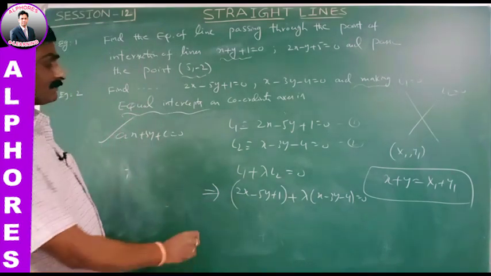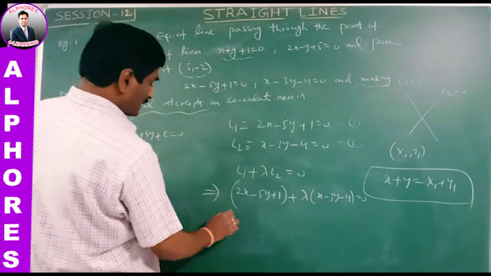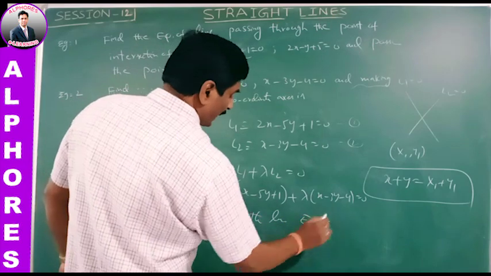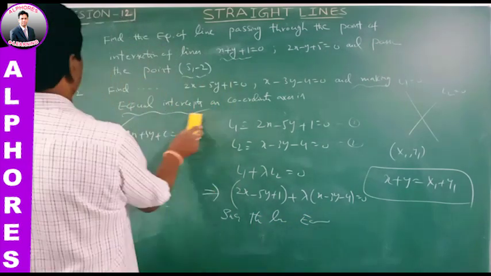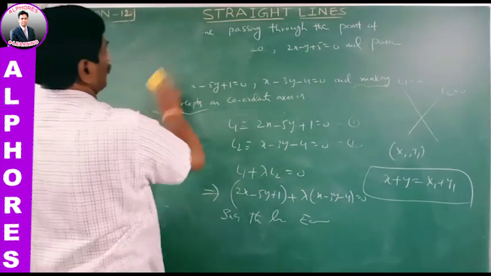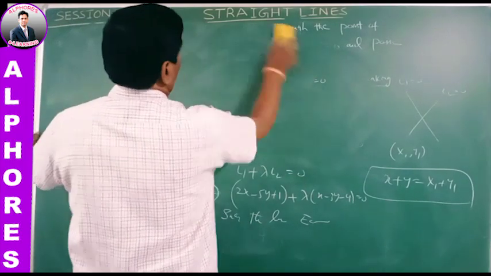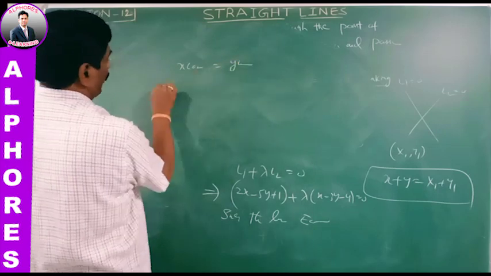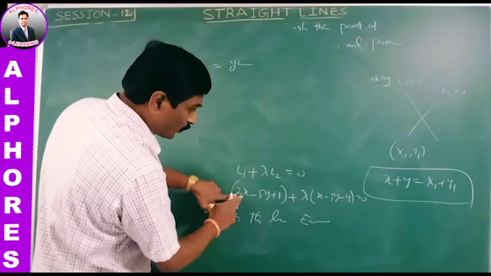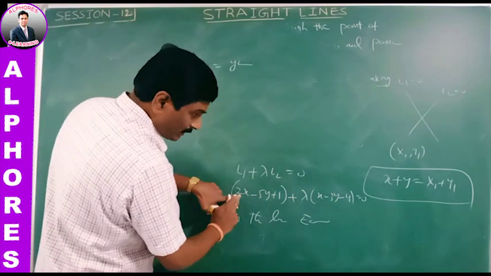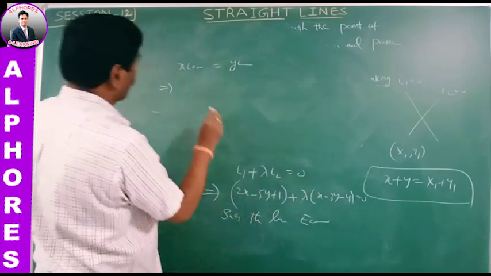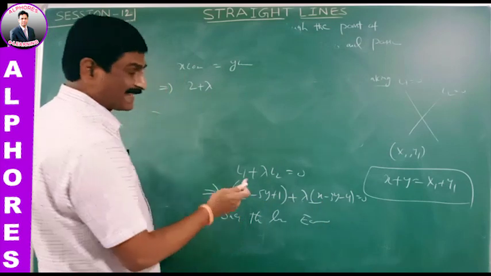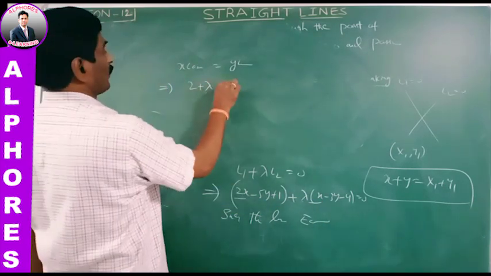Since the line makes equal intercepts on the coordinate axes, the x coefficient is equal to the y coefficient. What is the x coefficient? Here the x terms are 2x plus lambda x. After taking x common, it is 2 plus lambda. Please observe: 2x plus lambda x means x of (2 plus lambda). The x coefficient is 2 plus lambda.